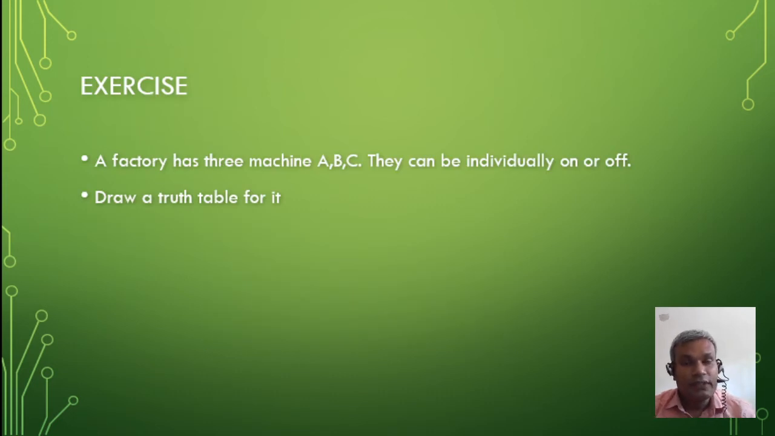Now, here's a small exercise. You can stop the video, pause it, and do this one. Let's say there are 3 machines in a factory, A, B, and C. What are the possible combinations that you can have for these machines? You can assume each machine can be individually, independently switched on or off, and draw a truth table for that.